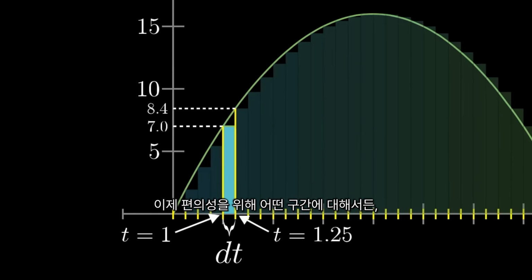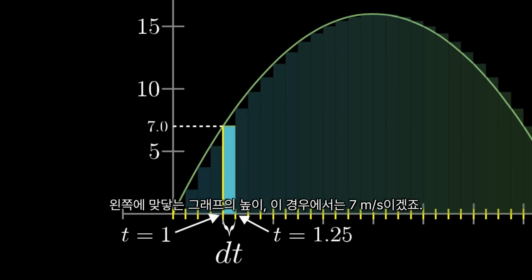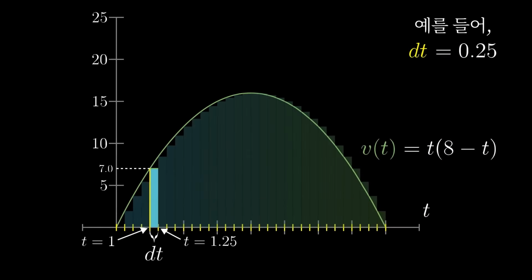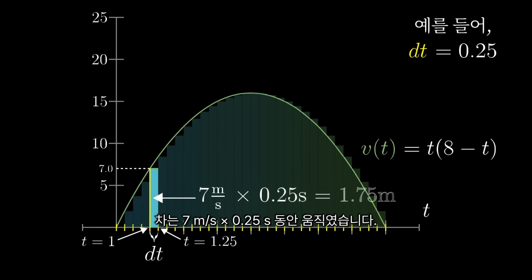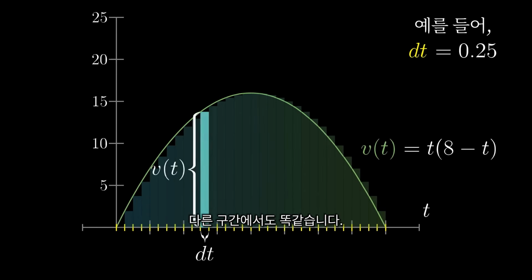So, for convenience, on an interval like this, let's just approximate the speed with whatever the true car's velocity is at the start of that interval, the height of the graph above the left side, which in this case is 7. So in this example interval, according to our approximation, the car moves 7 meters per second times 0.25 seconds. That's 1.75 meters, and it's nicely visualized as the area of this thin rectangle. In truth, that's a little under the real distance traveled, but not by much. And the same goes for every other interval.